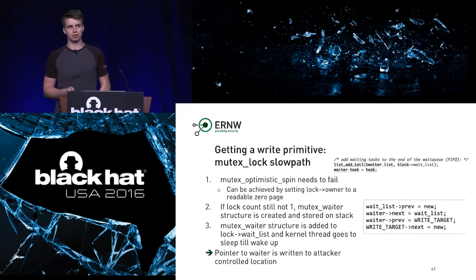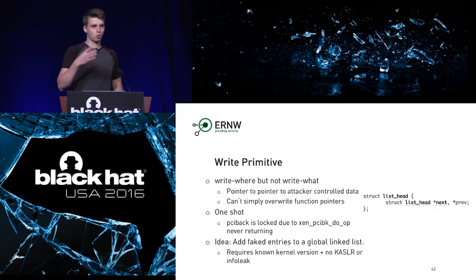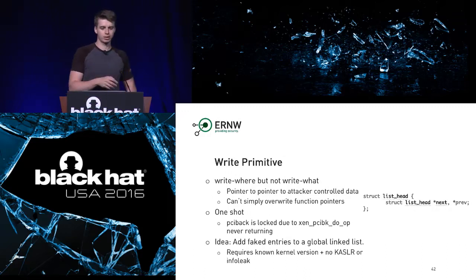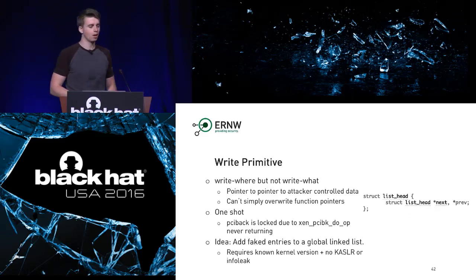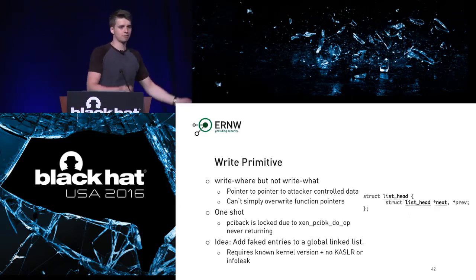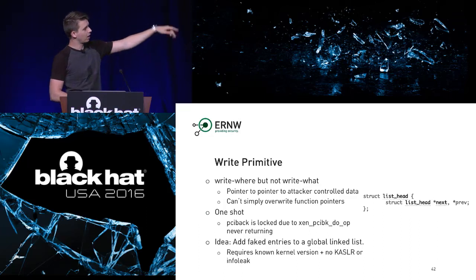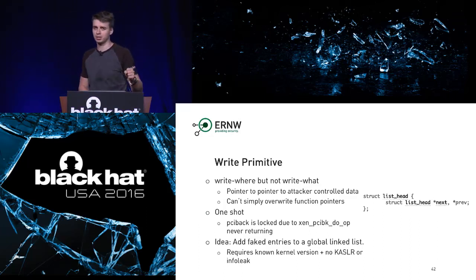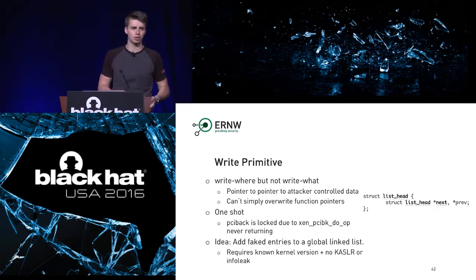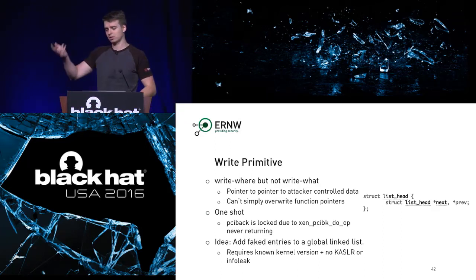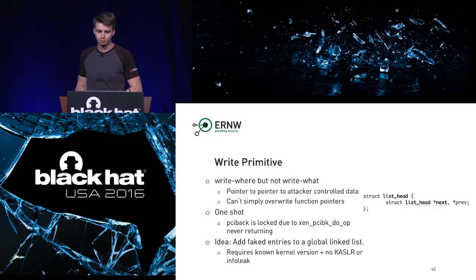So this is kind of an interesting write primitive. It's a write where, but not a write what. So we can write a pointer to attacker-controlled data, but we can't simply overwrite, like, a function pointer with an arbitrary value. So that doesn't work. Instead, basically what we can do is insert a faked list head structure. So we have this next pointer, and the next pointer will point to controlled data. So we have a double indirection in our write.